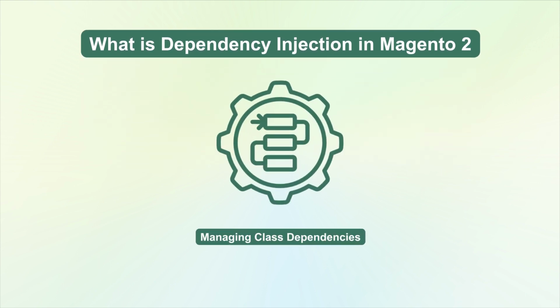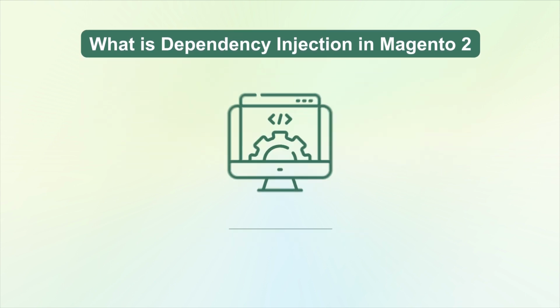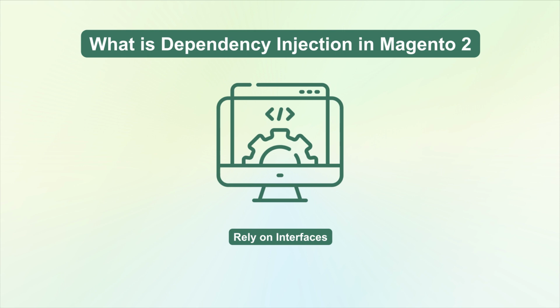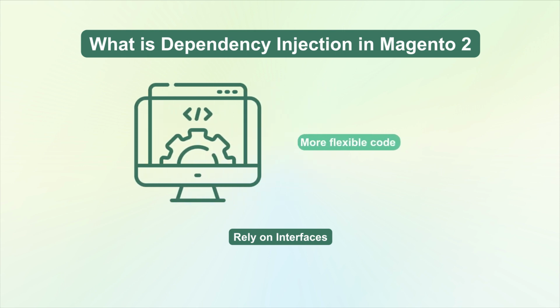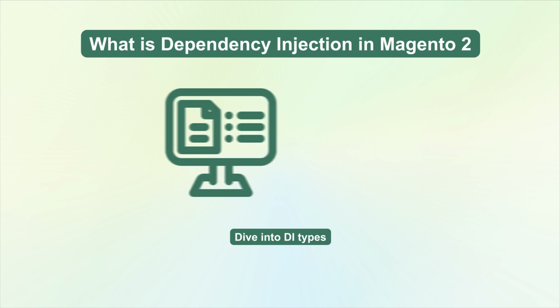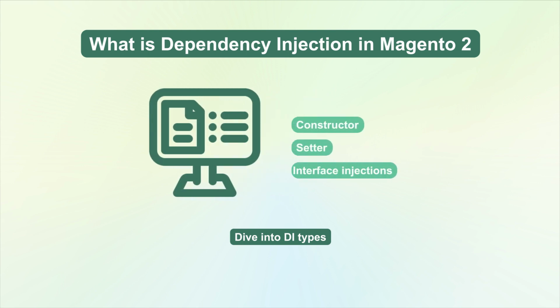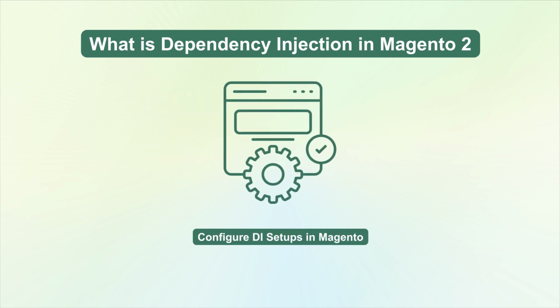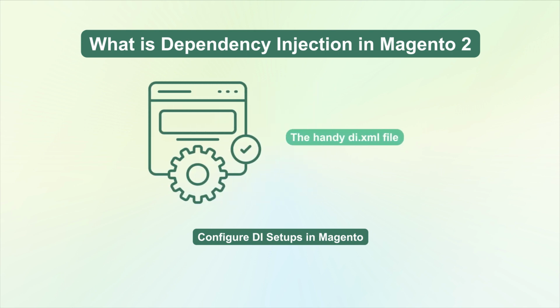It organizes your code by managing class dependencies, using interfaces instead of direct implementations. Yes, that means more flexible code. Dive into DI types: constructor, setter, and interface injections. Configure your DI setups in Magento through the handy di.xml file.